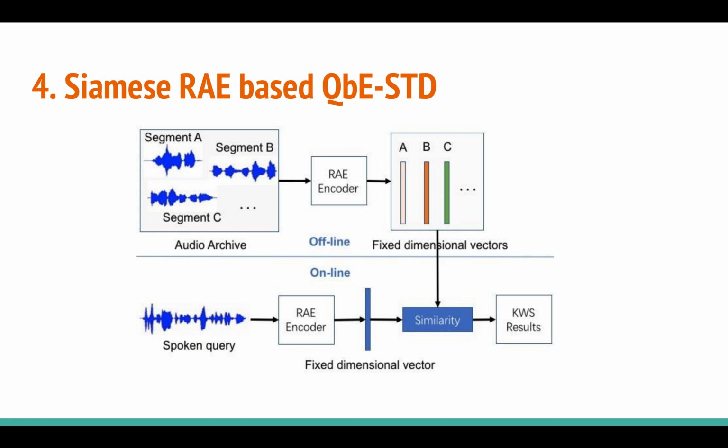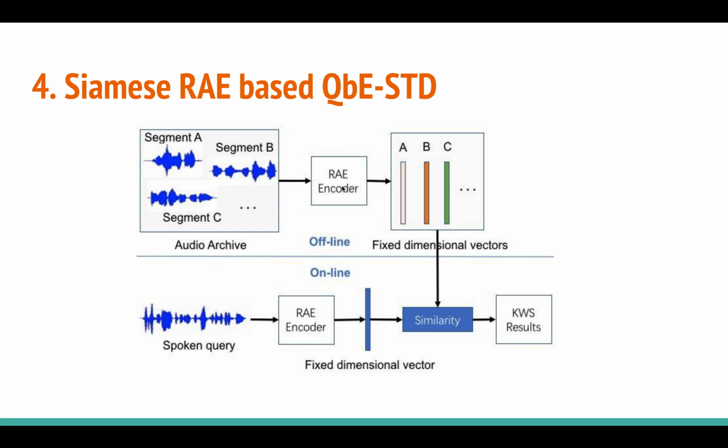So let's say we have an audio archive where there is a lot of speech data. Then what we can do is cut each audio file into words. If you already have information about the word boundaries, you can directly cut it. Otherwise, you can use forced alignment to cut the audio. Then we get speech segments. So assume each speech segment is one word.